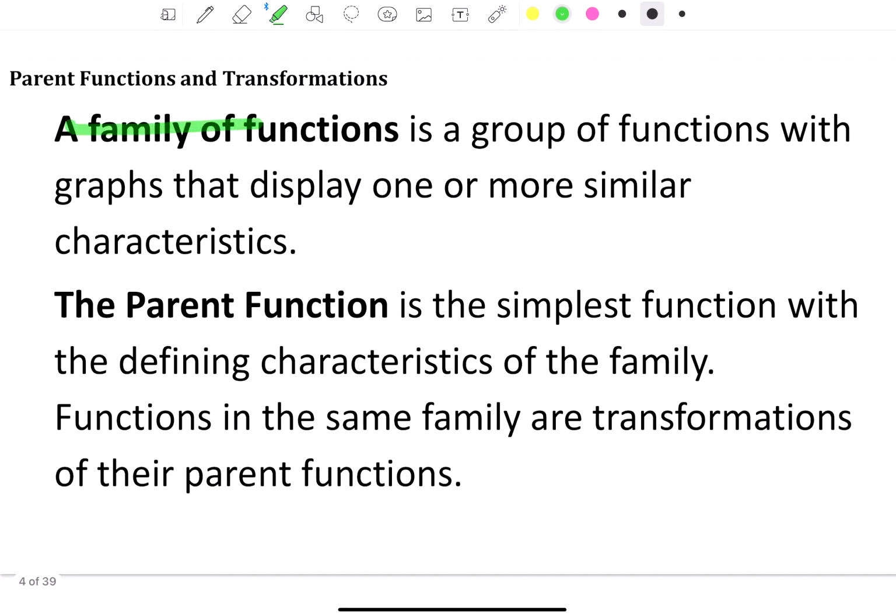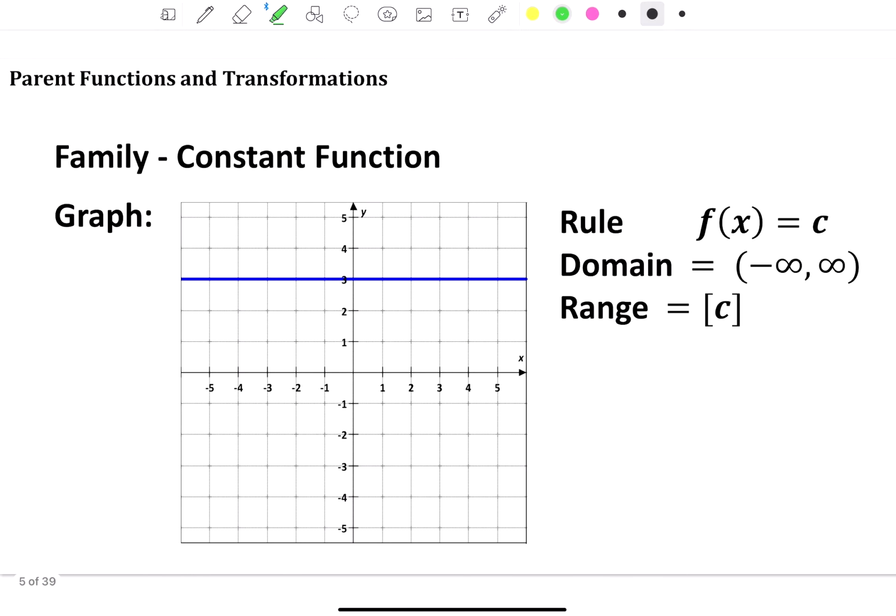A family of functions is a group of functions with graphs that display one or more similar characteristics. The parent function is the simplest function with the defining characteristic of the family. Functions in the same family are transformations of their parent functions.